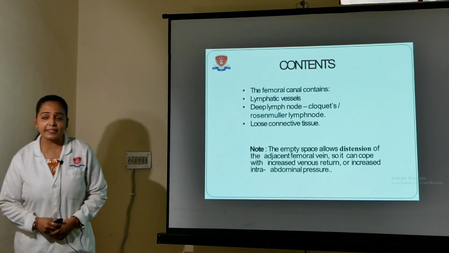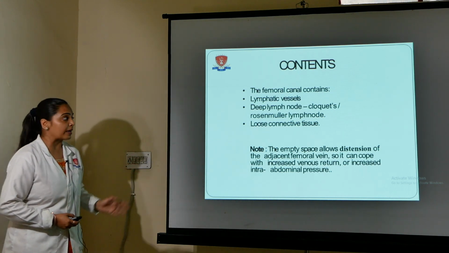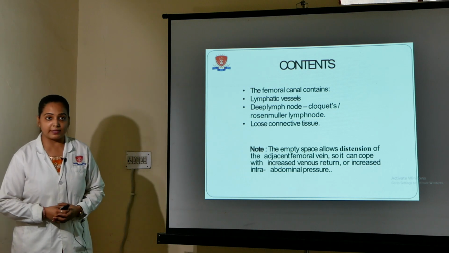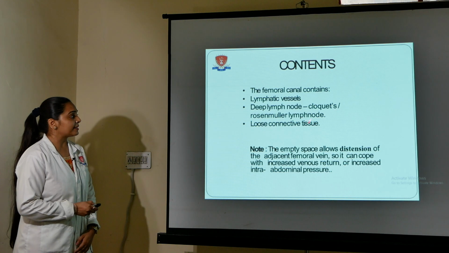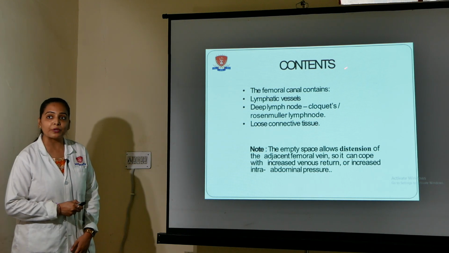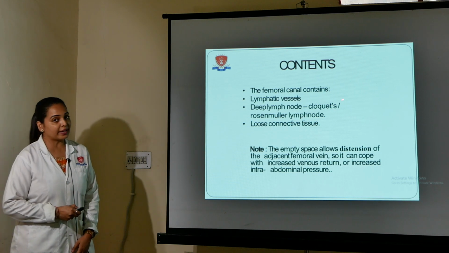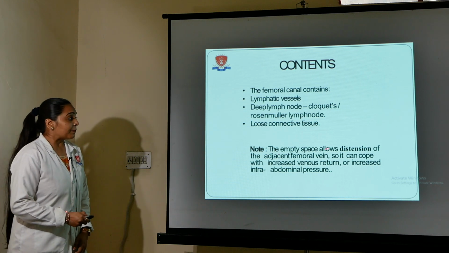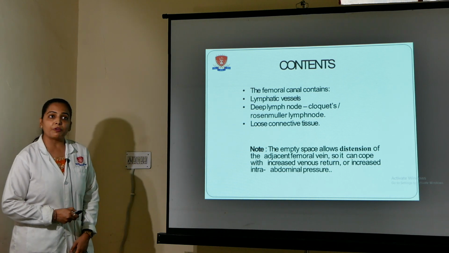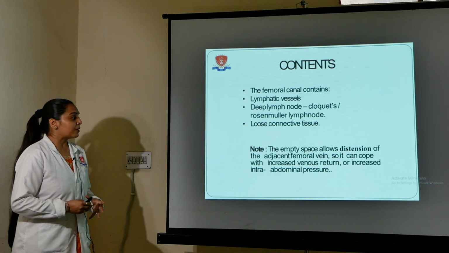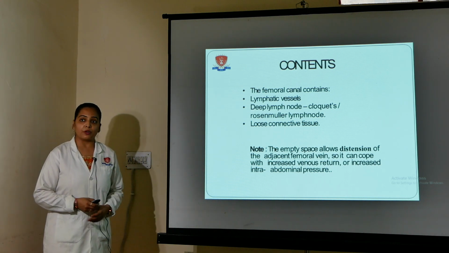Now what are the contents of the femoral canal? As we have already discussed, it contains lymphatic vessels and deep inguinal lymph nodes, which are also known as Cloquet's lymph nodes or Rosenmuller lymph nodes, and also loose areolar connective tissue. The empty space of this canal allows distension of the femoral vein, so it can cope with increased venous return or increased intra-abdominal pressure.